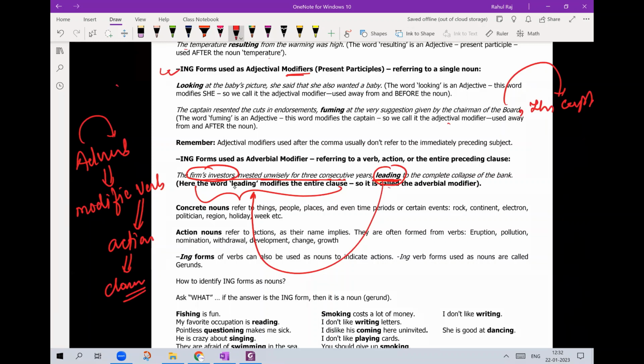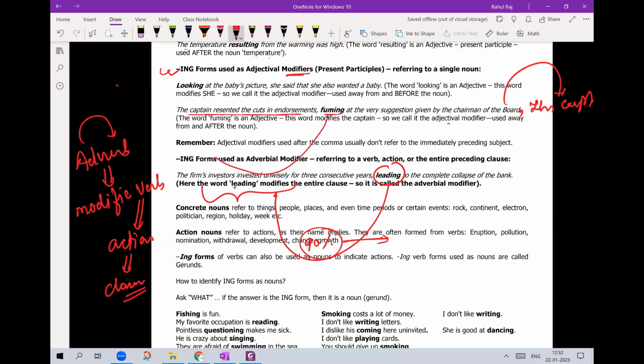So please understand, guys, one thing: 90% of the time, the ing form after a comma goes back to the entire clause. I do say 90%, just so that tomorrow you don't come and argue with me that Rahul, you have told 100%. But when I say 90%, it means almost 99% of the time for sure. Now, when I read this sentence, the captain resented cuts and engrossment, fuming at every suggestion, it's very clear that it is the captain who is fuming. The entire clause can't fume. Think about it now.